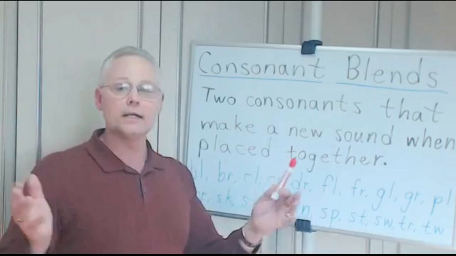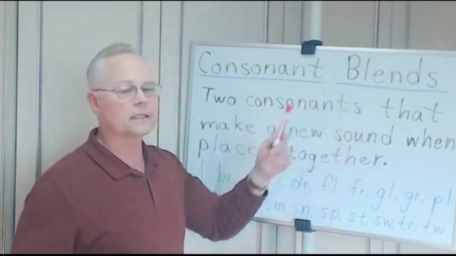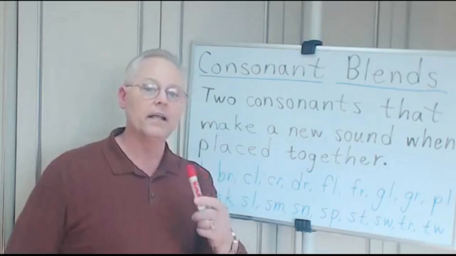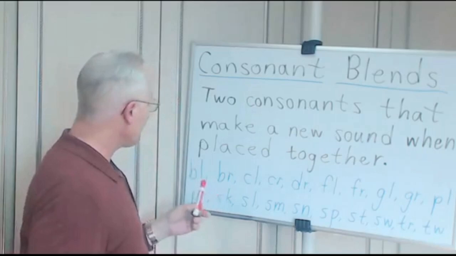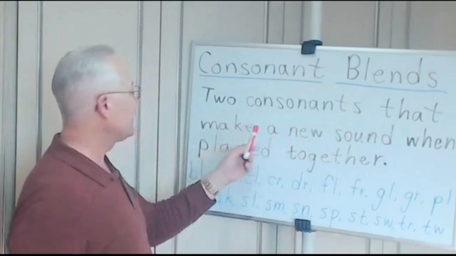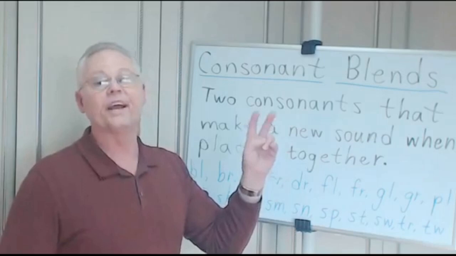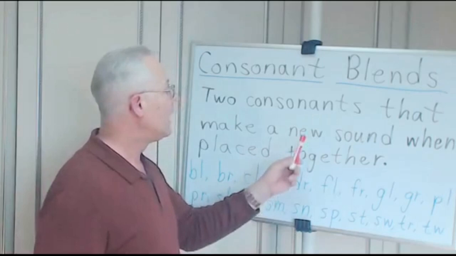If we put two certain consonants together, we have what we call a consonant blend. Not all consonants put together are called consonant blends, but certain ones are. If you remember this, understand it, and can pronounce these sounds, this helps you to easily pronounce more English words. It helps you to read also, right? So here we have two consonants that make a new sound when placed together. Here are 20 pairs of consonants. A pair is two of something. And these particular letters, when they're put together, make a new sound.